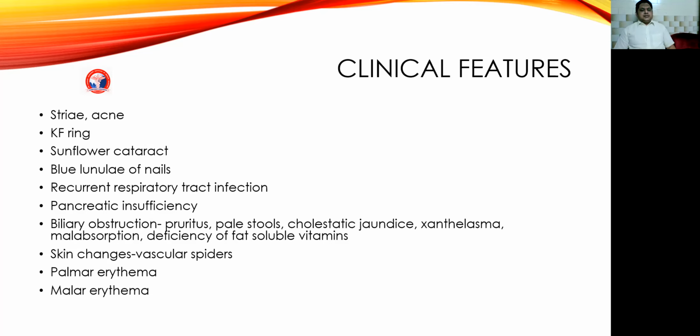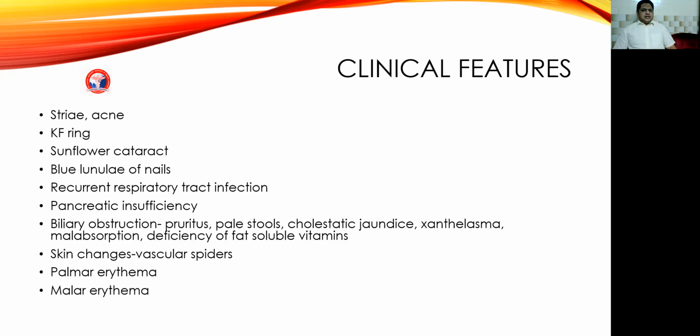In case of biliary obstruction, the patient will come with pruritus, pale stools, cholestatic jaundice, xanthelasma, malabsorption symptoms, deficiency of fat soluble vitamins. Next, you look for skin changes, that is vascular spiders, palmar erythema, and malar erythema. Palmar erythema you have to see in the hands of the patient. Malar erythema, you look for the malar prominence.